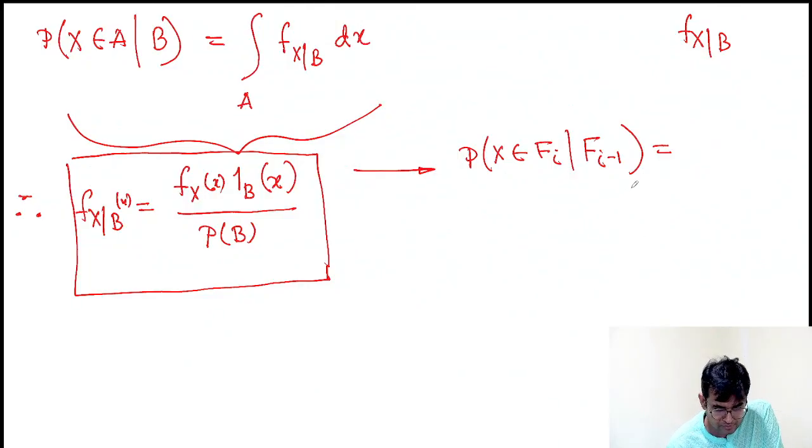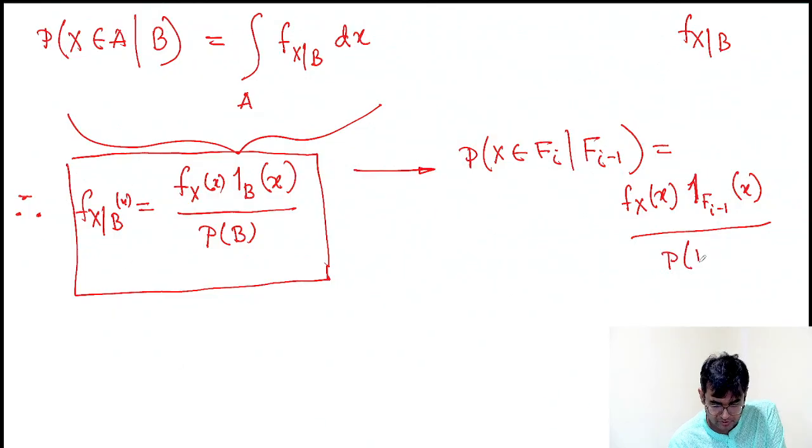It will be equal to f_X(x) I_{F_{i-1}}(x) divided by the probability of F_{i-1}. So do you know everything from here? f_X(x), obviously you know, that is the PDF. Indicator function I you can always define, so you know that. But the probability of F_{i-1}, is that known to you? You do not know that.